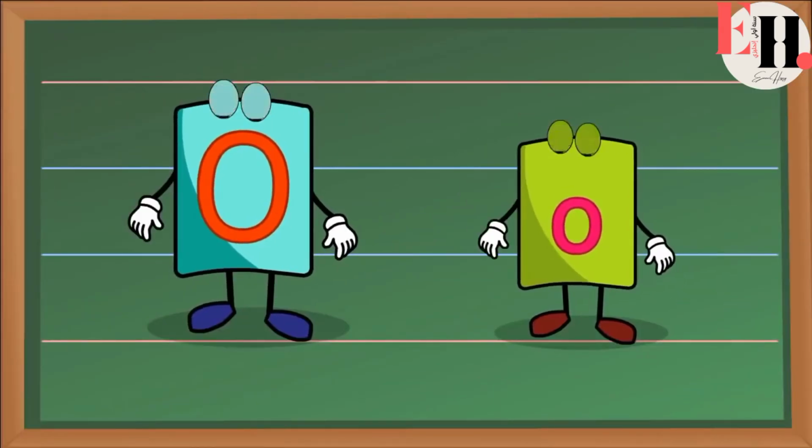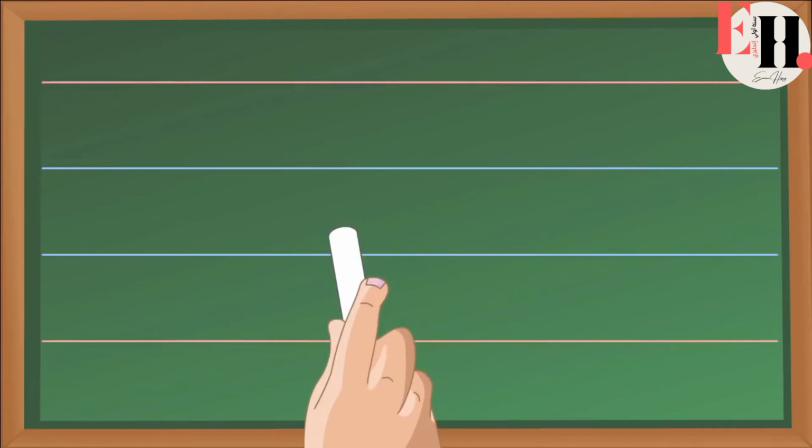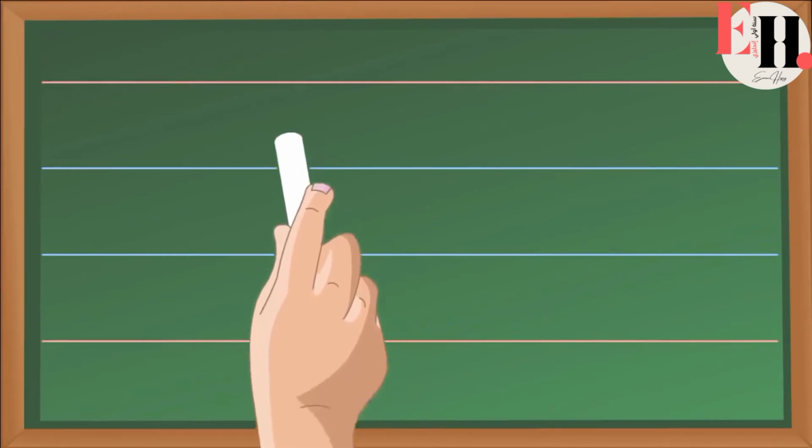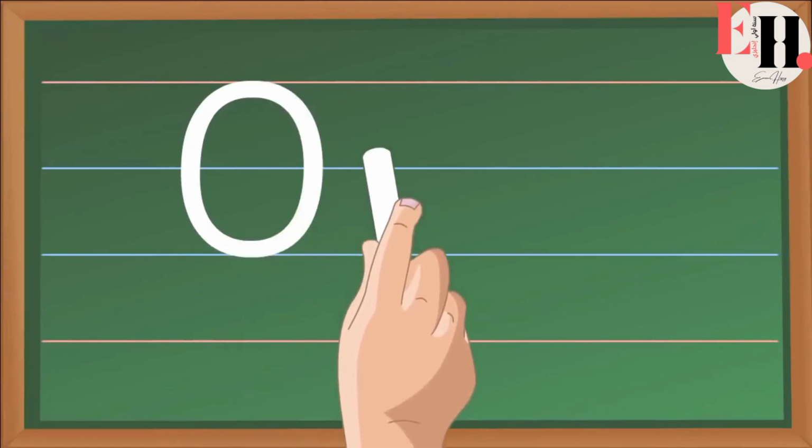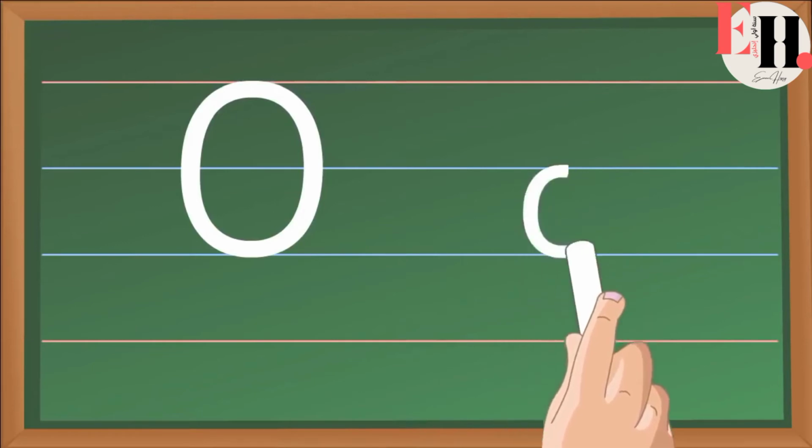O. Capital O. Start from the top and make a big circle to the left. Small o. Start from the middle and make a small circle to the left.